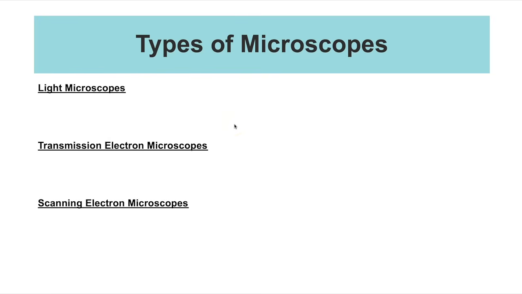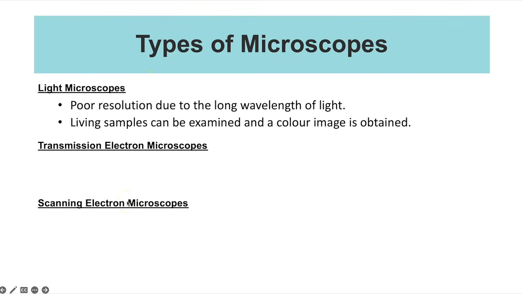There are 3 types of microscopes that you need to be aware of: light microscopes, and then there are 2 electron microscopes. Light microscopes have a poor resolution, or at least it's poorer in comparison to an electron microscope, and that is because the resolution is determined by the wavelength of the light. And the wavelength of visible light is longer than the wavelength of an electron.